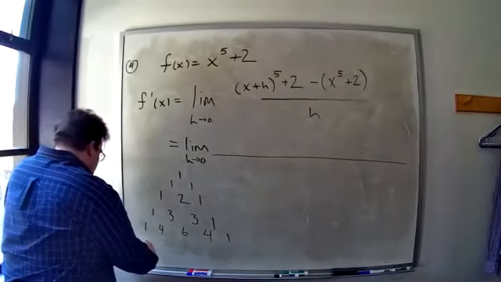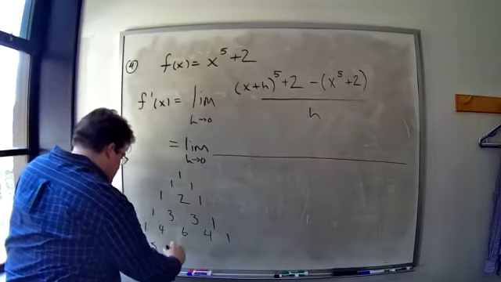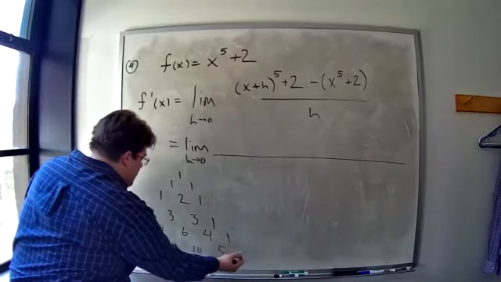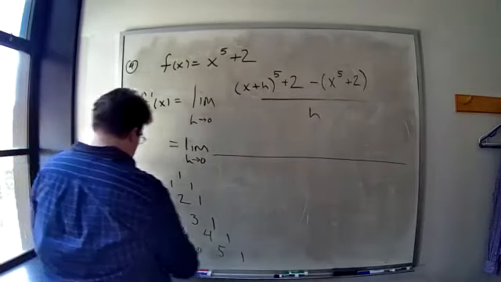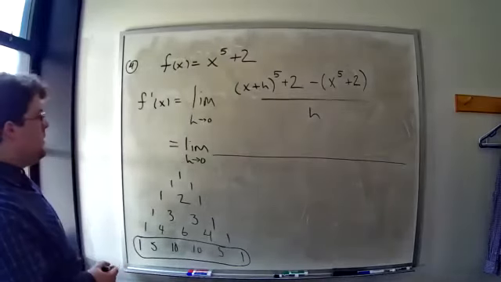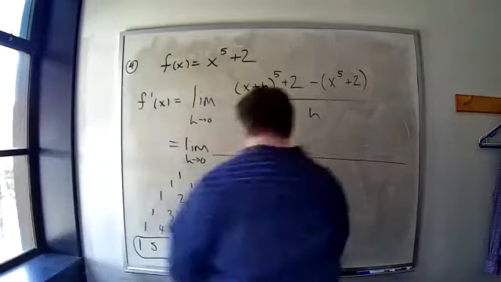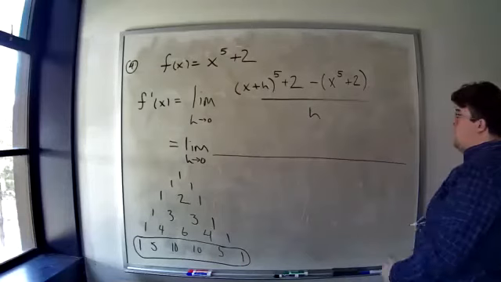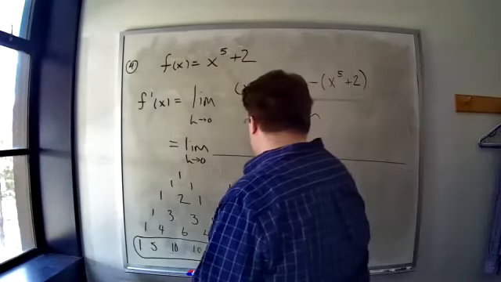So we need to keep going. 1 plus 4 is 5. Well, that's a 5. 4 plus 6 is 10. 6 plus 4 is 10. 4 plus 1 is 5. And then it ends with a 1. So right there, we're going to expand using that row. And I'm going to do more side work over here and then just transfer the answer up there. So we have those coefficients. I'm going to write them out.